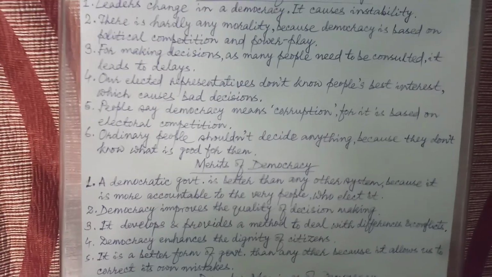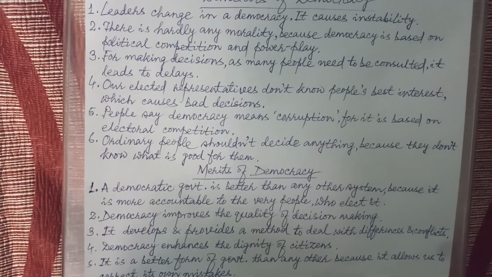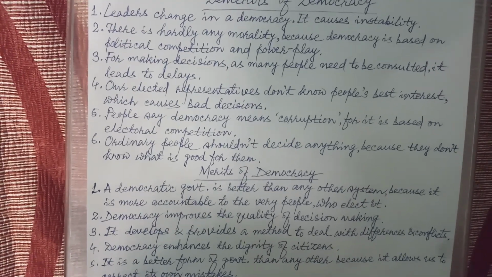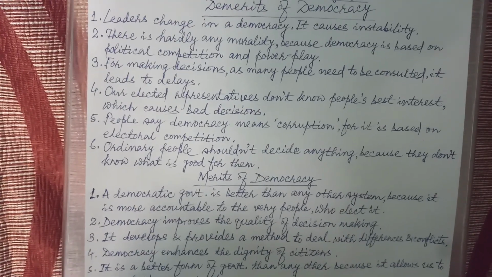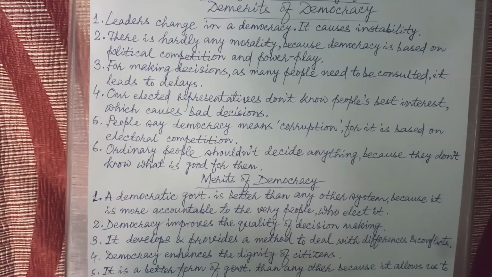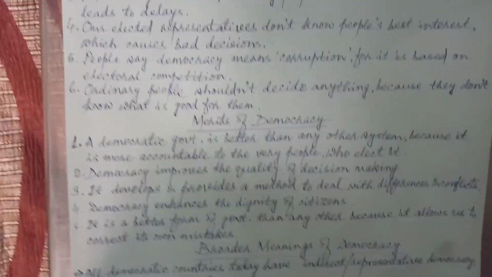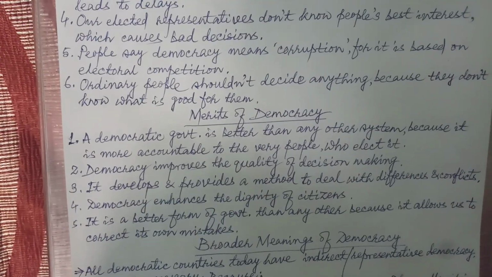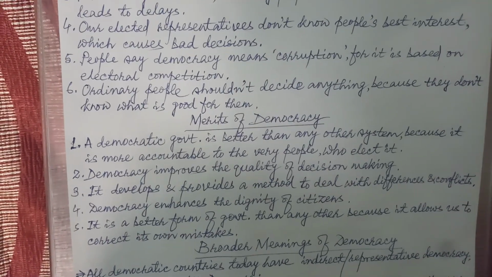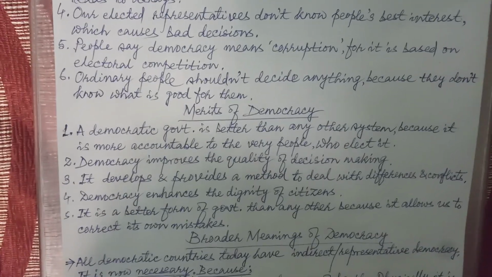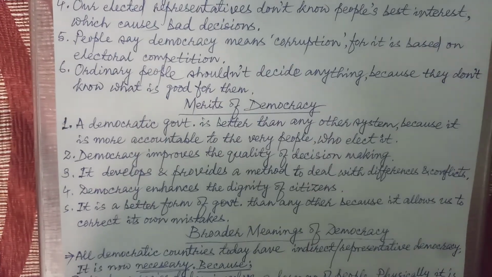This gives us the first merit of democracy. It says that a democratic government is a better government because it is a more accountable form of government than any other system. I hope you would agree. It is accountable because it is elected by people, and hence it has to work for the people. Right?